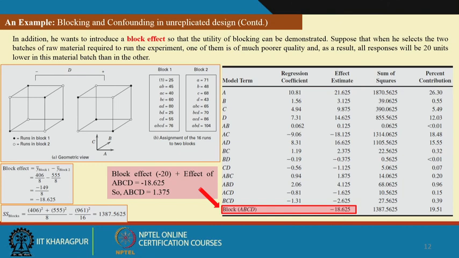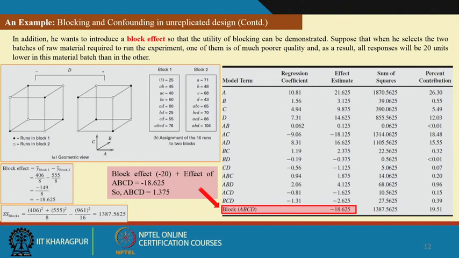Why is this happening? Because the block and the ABCD interaction are confounded with each other. They are inseparable. But in this example, the design is made in such a manner that the block effect we assume beforehand to be 20. So, then what is the ABCD effect?